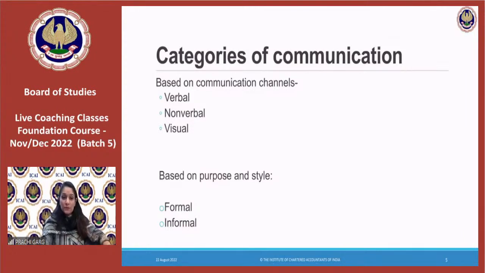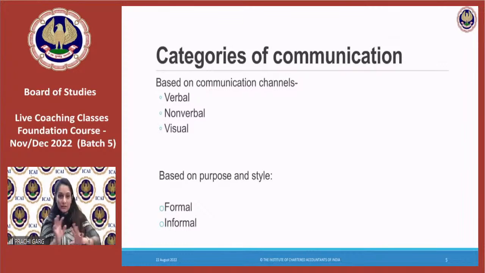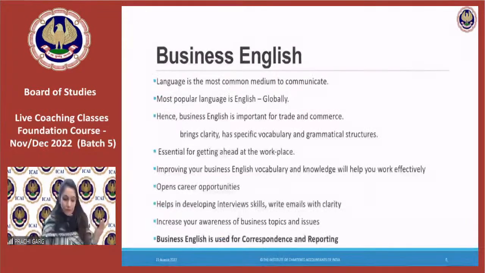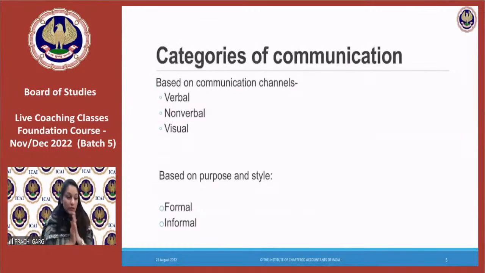Now, based on purpose and style, there are two types of categories. First is communication channels, the other is the purpose and the style. So for purpose and style, we have formal and informal, and we have various other things under these headings also. Not just this, we have so much more. But before we start with the categories of communication, let's talk about business English now.